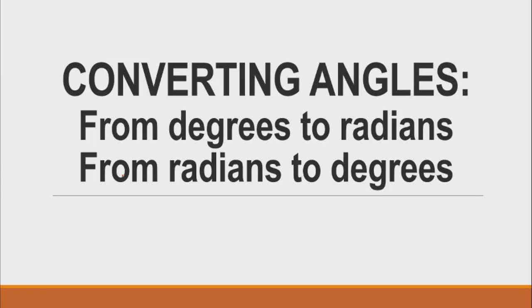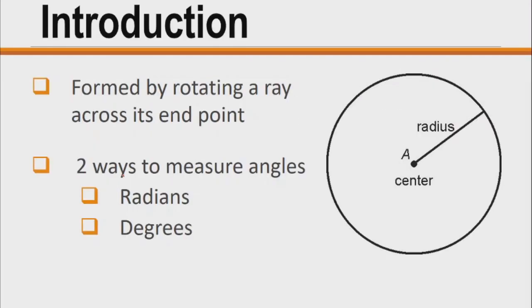In today's lesson, I will show you how to convert angles from degrees to radians and from radians to degrees. When we rotate a ray across its endpoint, we form angles. Consider this ray with the endpoint at 0. When I rotate this ray across that endpoint, I'm going to form a shape called a circle.